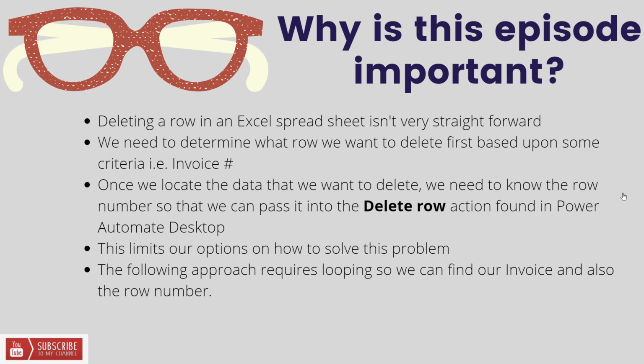So I'm going to suggest more of a brute force method that's going to require looping, where we can find our invoice based upon an invoice number column and subsequently get the row number that we can go ahead and delete. This might take a little bit longer than the other method that I described, but I feel like it'll become a more reliable solution for us to use.